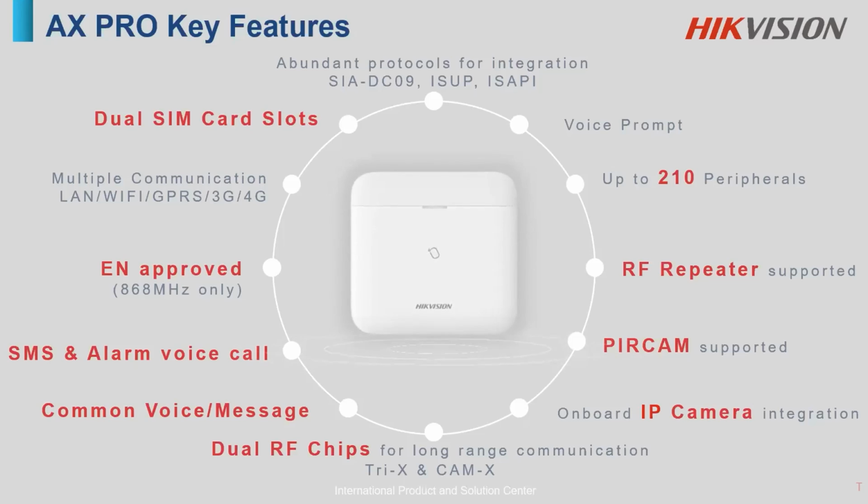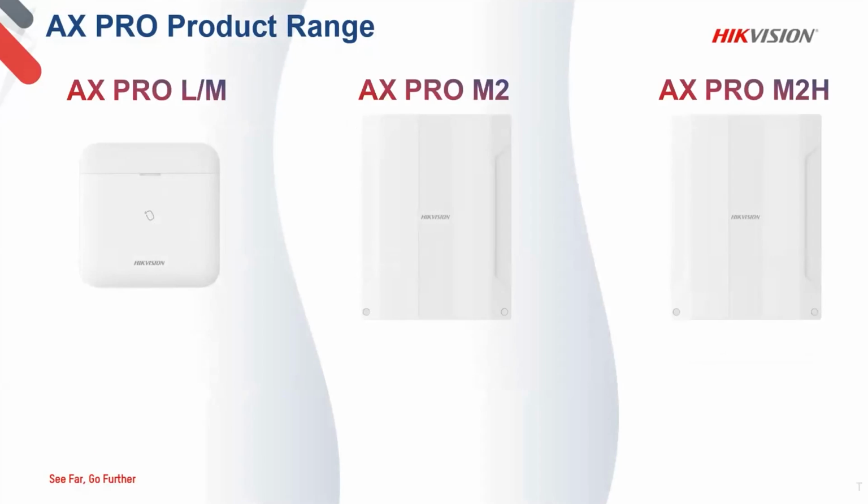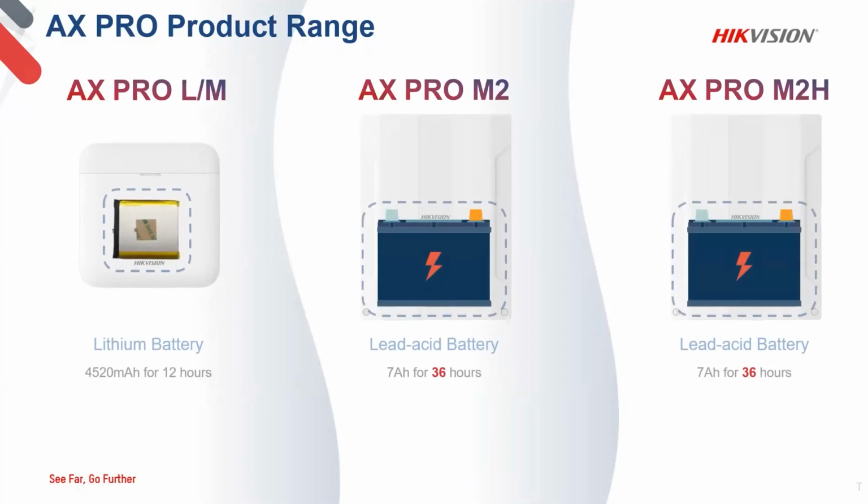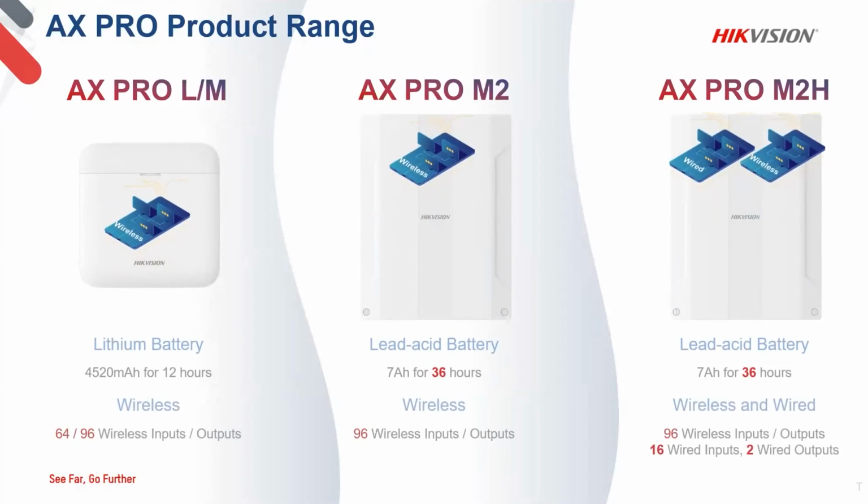And going forward, we can talk about the AX Pro product range. There are three key product categories when it comes to the AX Pro panels: the AX Pro LM, AX Pro M2, and AX Pro M2H. You can see the size gradually increasing as you go to the right. It's because of the battery. If you go for an AX Pro LM, it can give you a runtime of 12 hours when there's a power failure, and it comes with 64 and 96 wireless inputs and outputs. So we can connect up to 96 peripherals, various devices, into the panel.